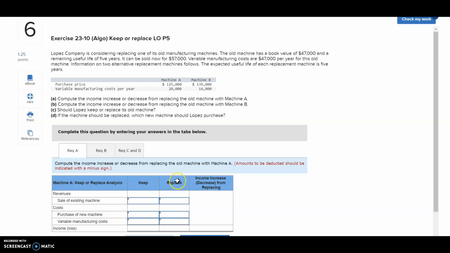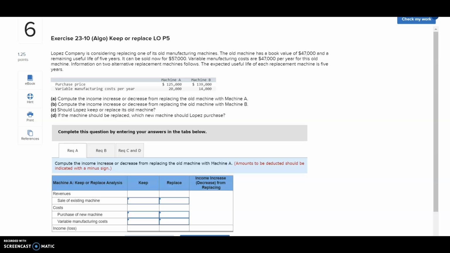The only thing that might trip you up is they tell you the variable manufacturing costs per year, but we want to look at the variable manufacturing costs for the remaining life of the machine that you're keeping, and the variable costs for the life of the machine that you would be replacing. So you'll take the cost per year and multiply by the number of years. And then make sure you're entering the costs as negative. Okay.